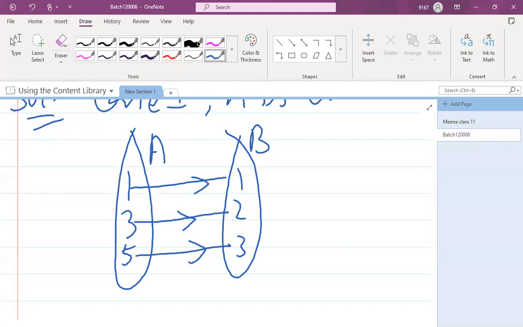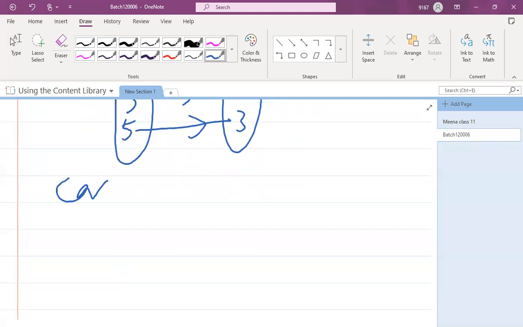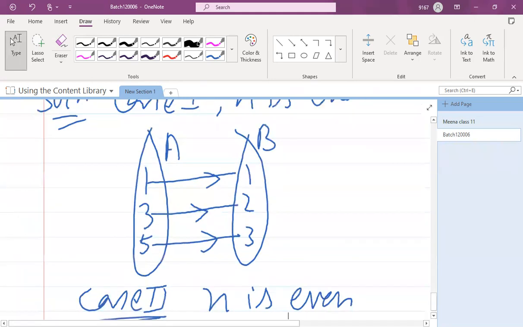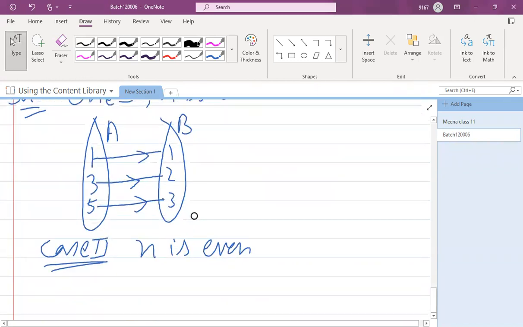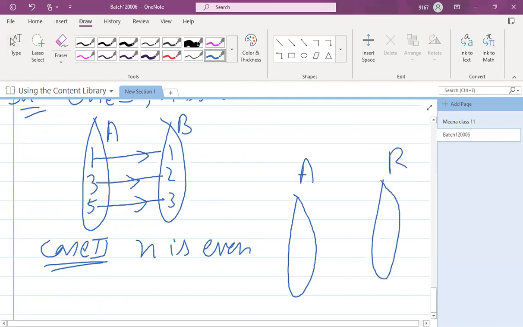Okay, now case 2, n is even. If we take even numbers, again set A and set B, we take 2, 4, 6, so again we have 1, 2, 3.